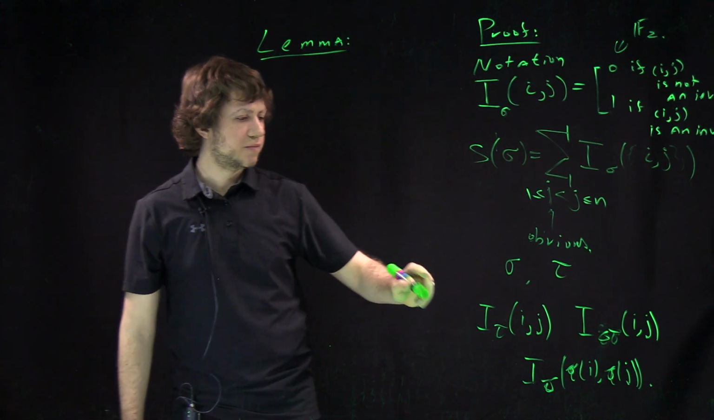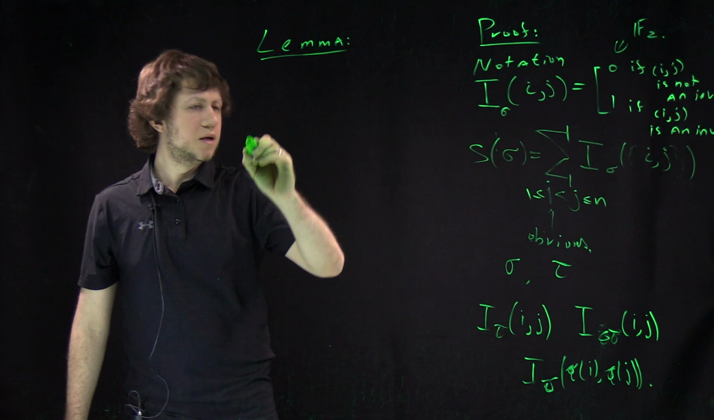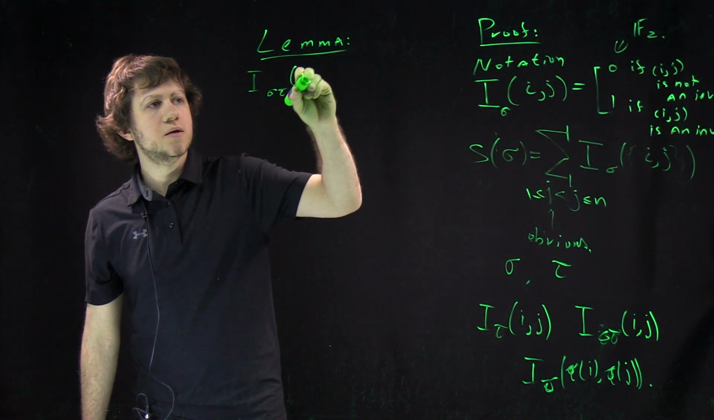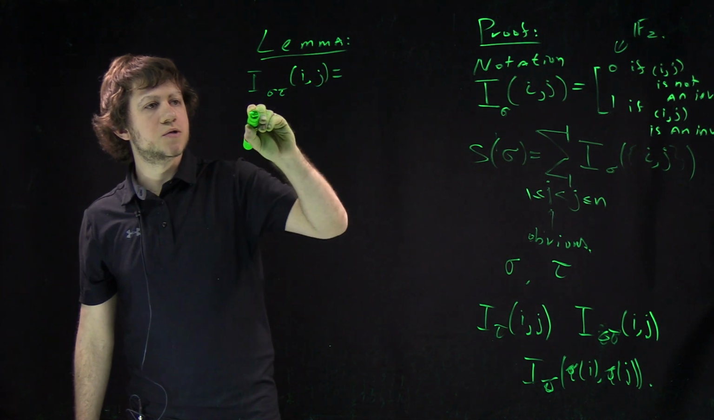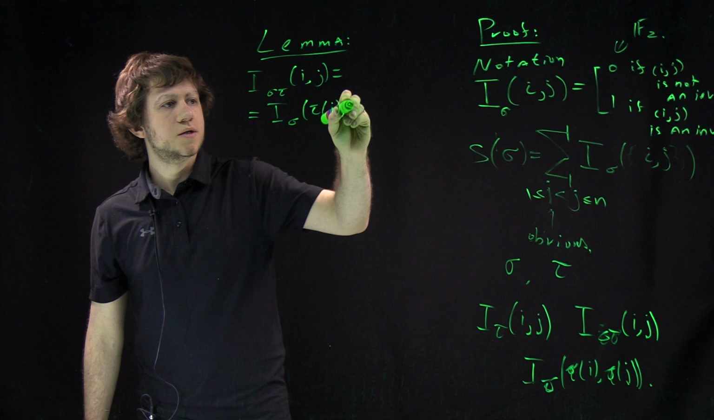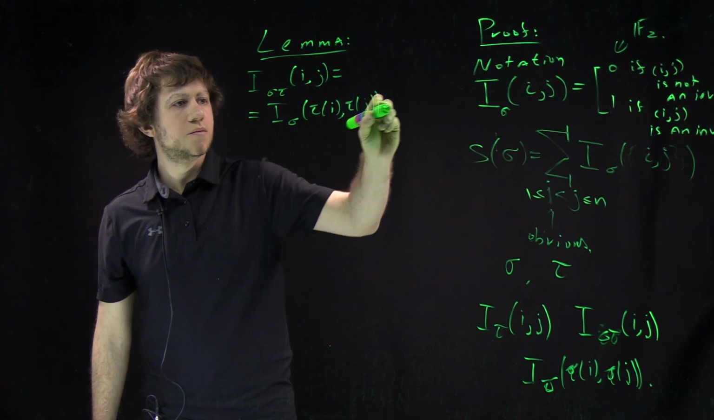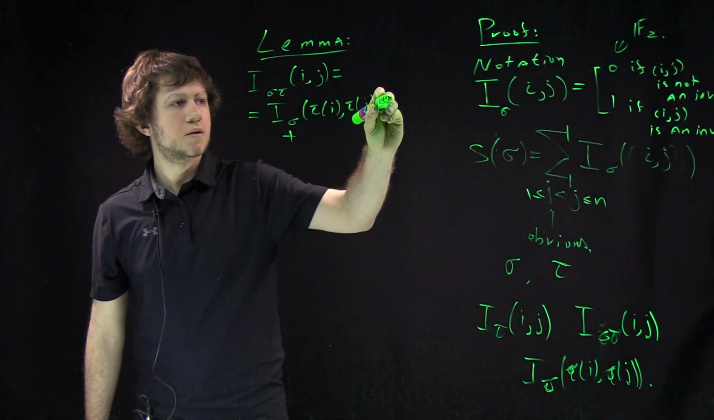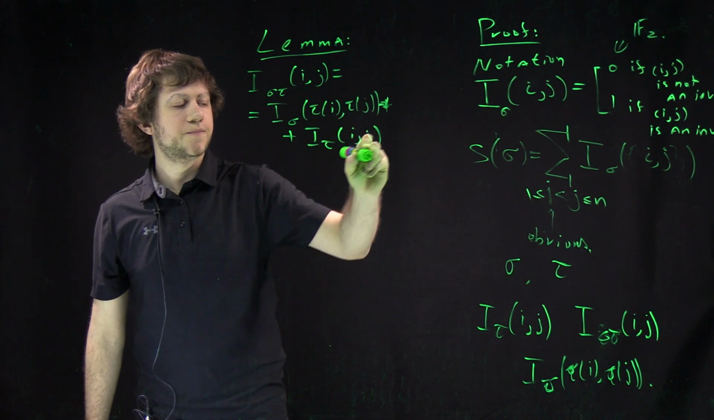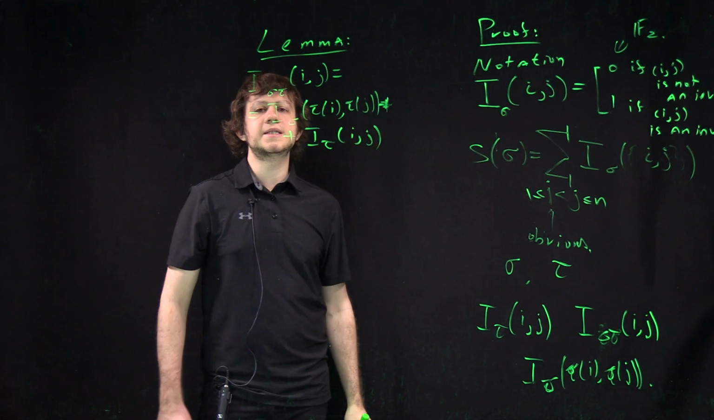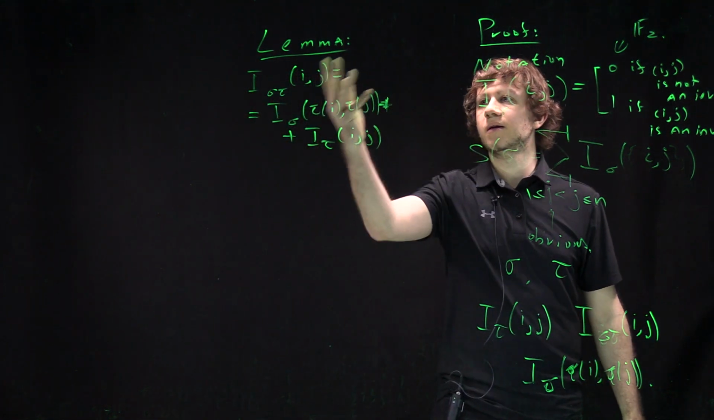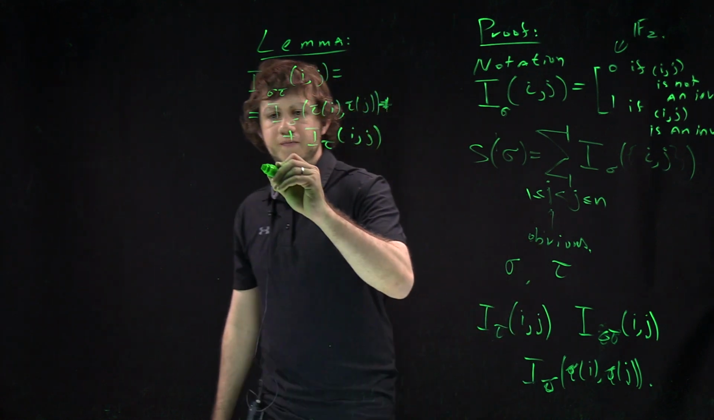And the lemma is very simple. I sigma tau of ij equals I sigma of tau of i, tau of j plus I tau of ij. So this is the statement, and this is a very simple but a little bit technical statement. So let's prove it.